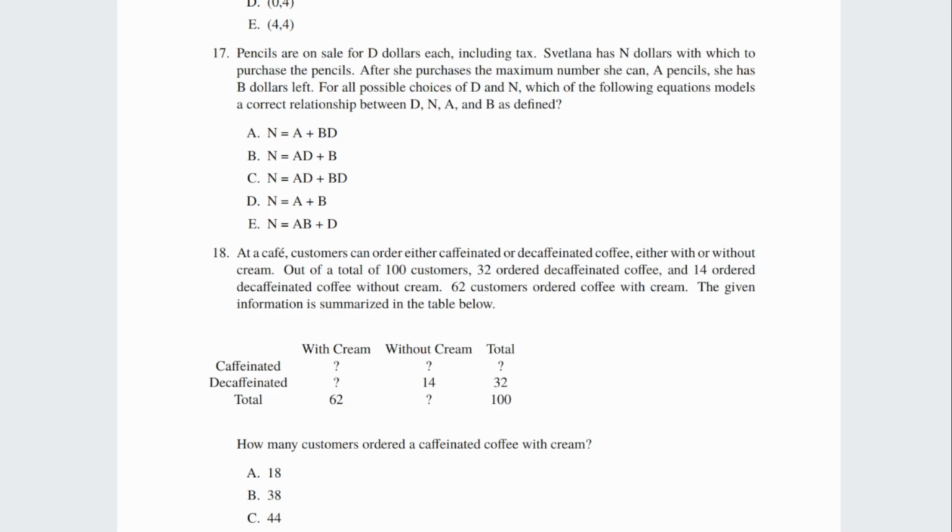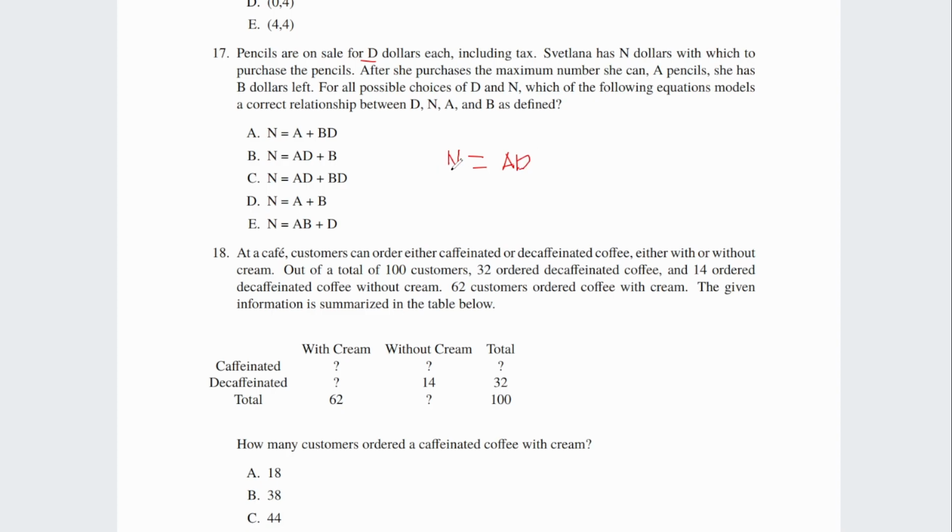So it looks like all of these equations find a solution for N. So that's what we need to do. Svetlana has N dollars with which to purchase the pencils. The maximum number of pencils is A pencils. She has B dollars left. So N is her total dollars. So A pencils will cost A times the price of the pencils, which is D. So A times D.